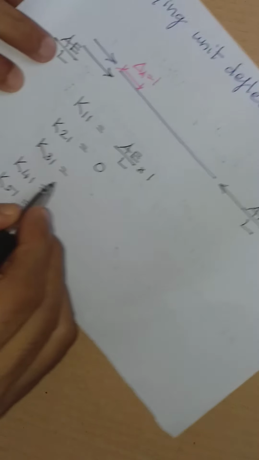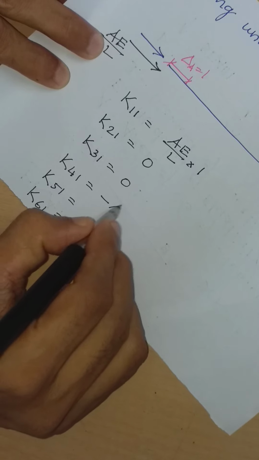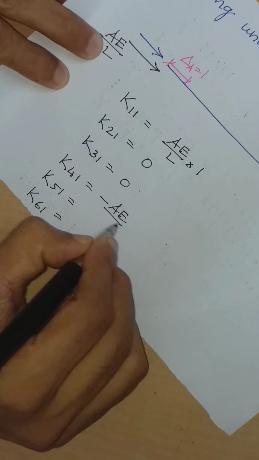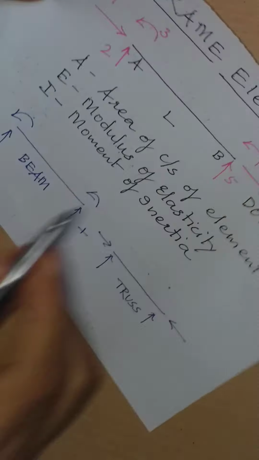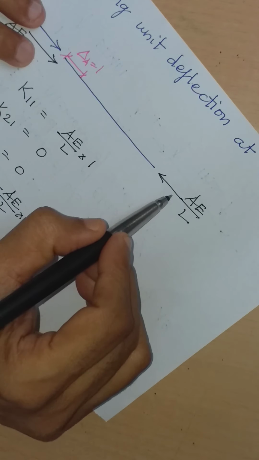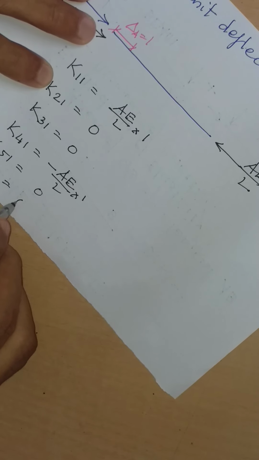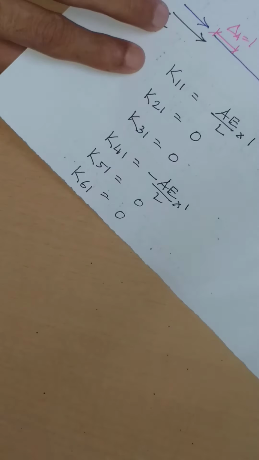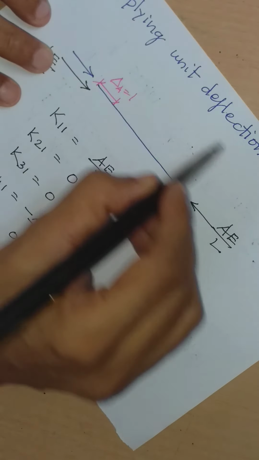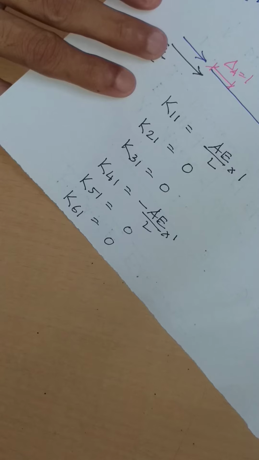So K21 is 0, K31 is 0, K41 is minus AE upon L. Why negative? Because the direction of the assumed coordinate is towards right, but our force is towards left. So minus AE upon L, 0, 0. So my first column of the stiffness matrix is generated by applying unit deflection at coordinate 1. I have generated my first column of stiffness matrix.